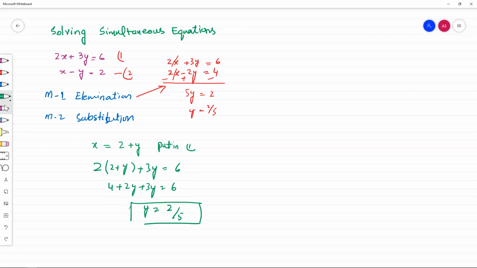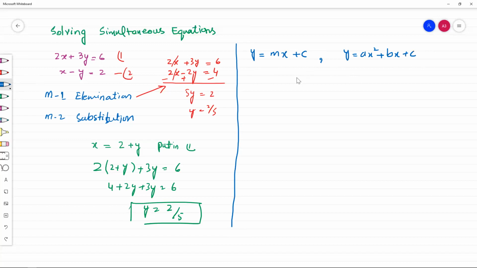Actually, these are the two methods which we have learned in O level for solving simultaneous equations, and both equations were linear. Now we are discussing the case where one equation is linear while the other one is quadratic, like y is equal to mx plus c, the standard form of a linear equation, and y is equal to ax square plus bx plus c, the standard form of a quadratic equation. So how do we solve these two equations?